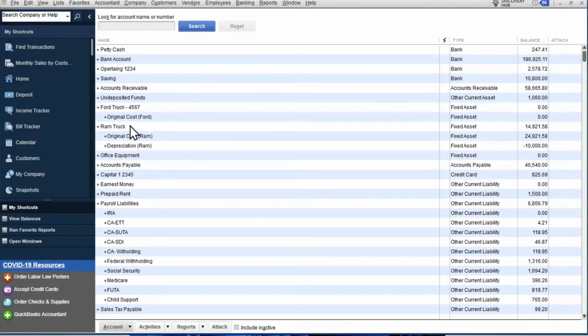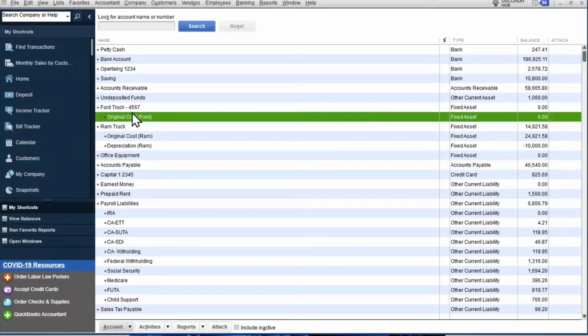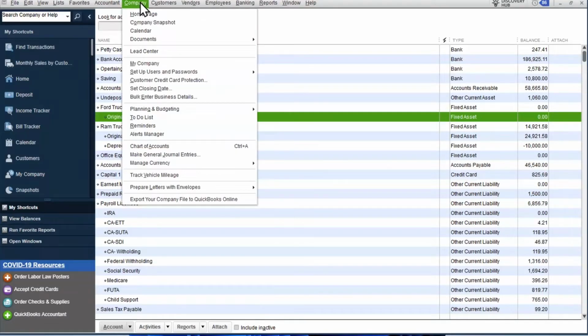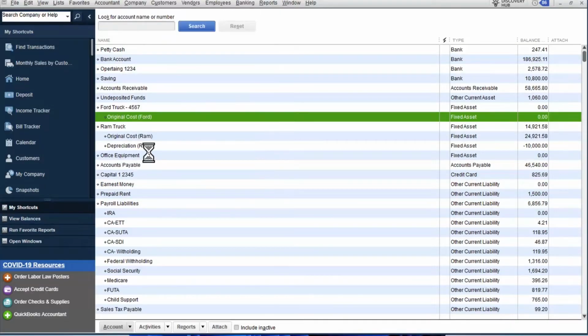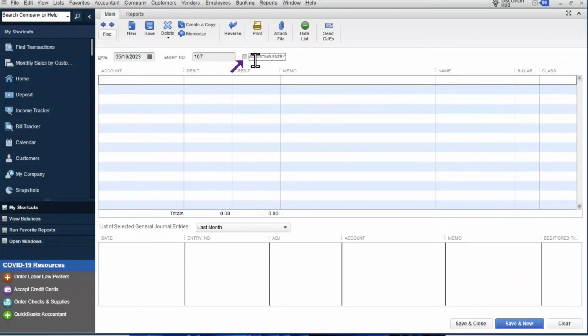What we're going to do is take those out and add in the new purchase. To do that, we're going to do a journal entry. I rarely recommend them, but this is one of those cases where you could do it. So you're going to go under Company, Make General Journal Entry. Perfect. If yours says adjusting, you can take that off. If it doesn't say it, don't worry about it.